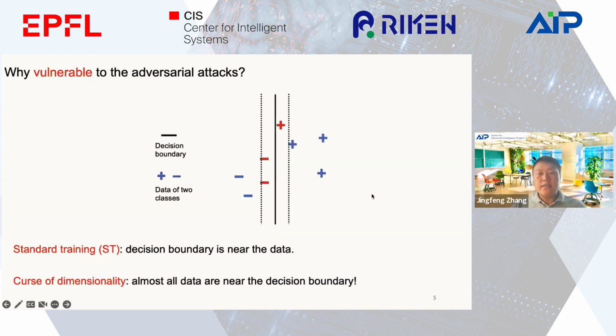Why are machine learning models so vulnerable to adversarial attacks? It is because standard training outputs a model whose decision boundary is near the data. Therefore, when we slightly perturb the near-decision-boundary data, the model will make mistakes. Even worse, due to the curse of dimensionality, almost all data are near the decision boundary.